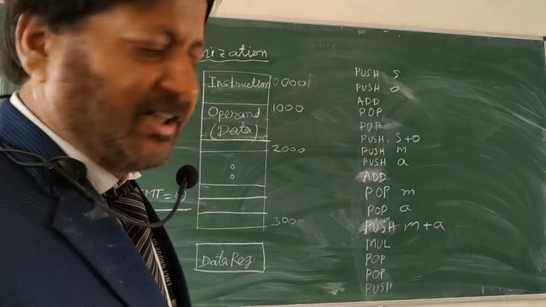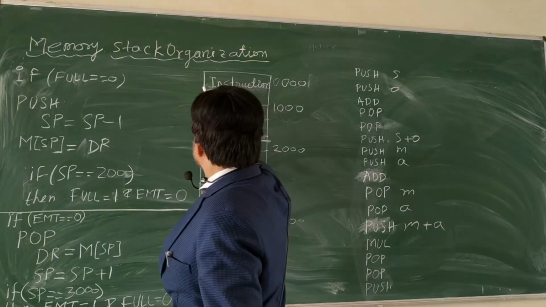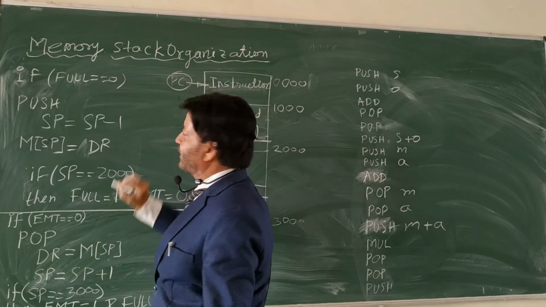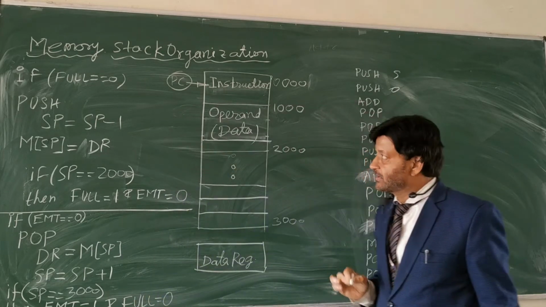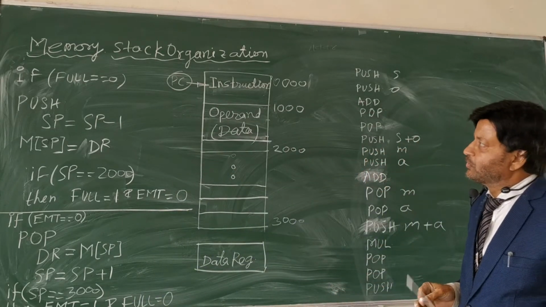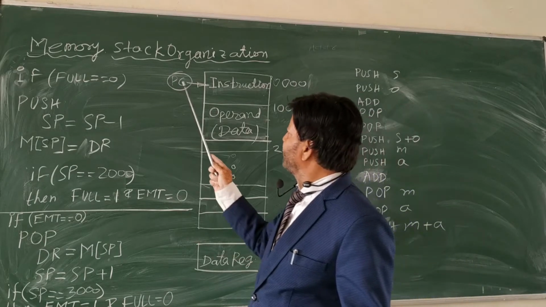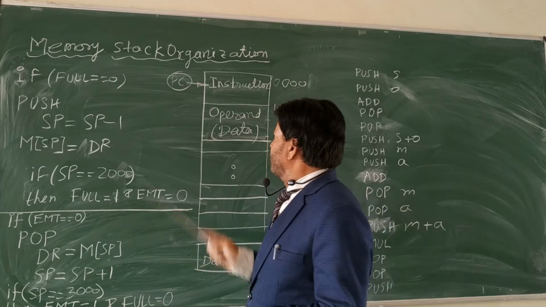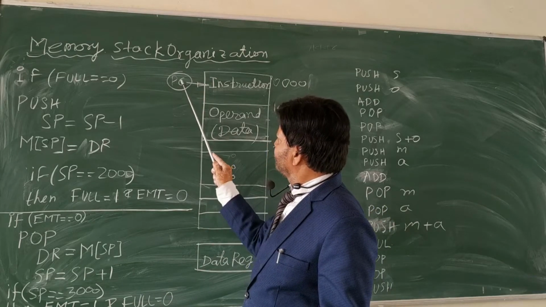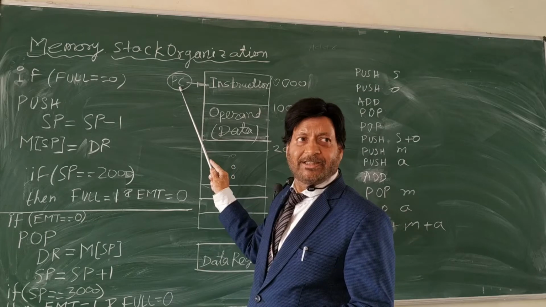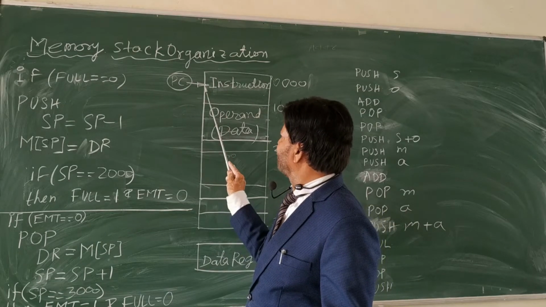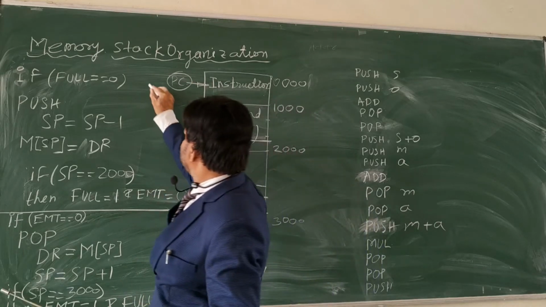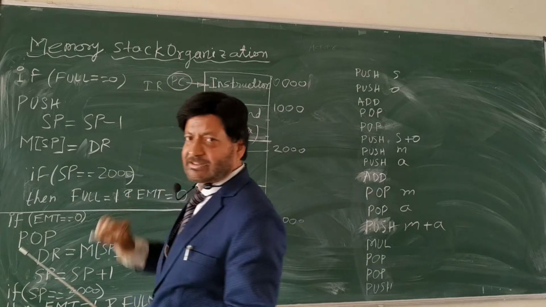And there are three kinds of pointers. The first is the program counter. It points to the instruction which is to be executed. So the address of the next instruction to be executed will be in the program counter. It reads the program counter, retrieves the instruction and places it into the instruction register. So we are having an instruction register also.